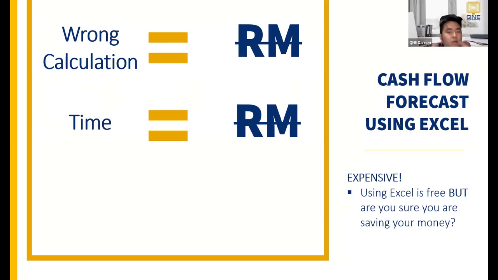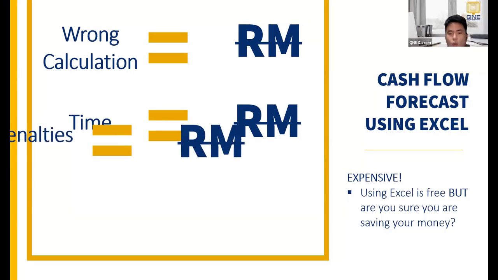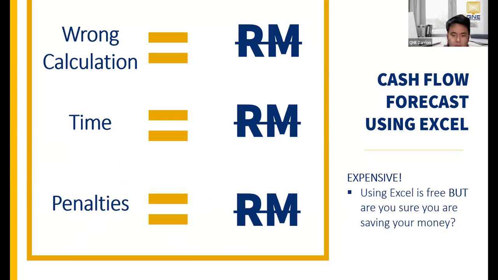That's right, penalties. Okay, let's say you managed to get everything done correctly and you've submitted the withholding tax on time. But the process of doing this withholding tax on Excel is so time-consuming that you end up having less time to perform income-generating actions for your business. So this opportunity cost is also something that you have to consider when using Excel.